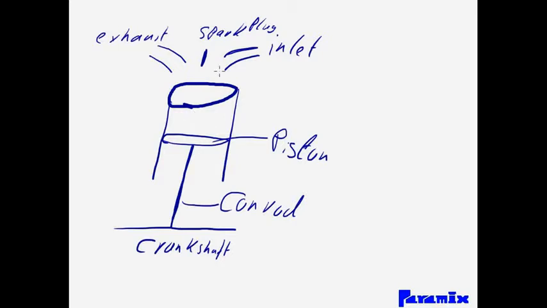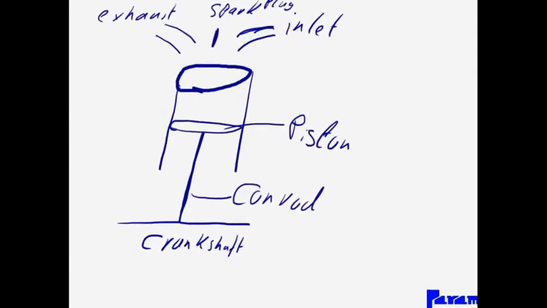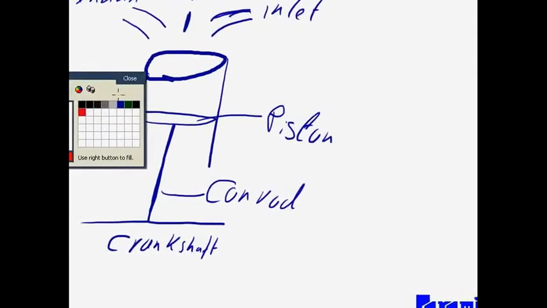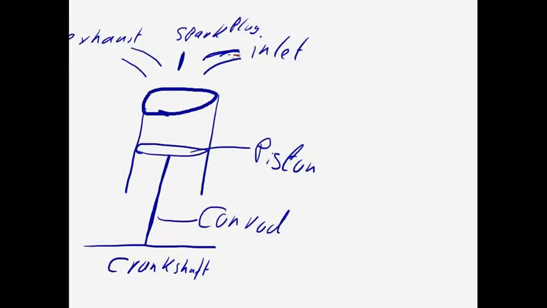Alright, so how an engine works is the following. Let's use another color, let's use red. Through the inlet, you get a mix of fuel and air. Fuel plus air. You see the piston goes down and sucks in that mixture of fuel and air. So when the piston goes up again, it compresses that mixture.